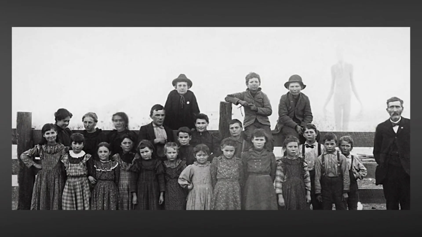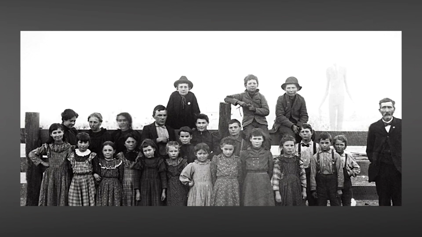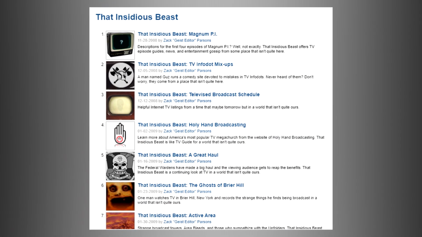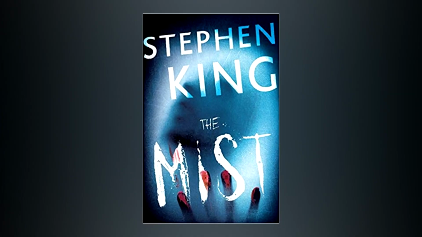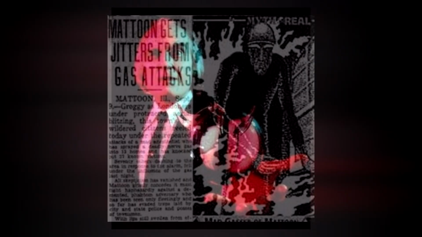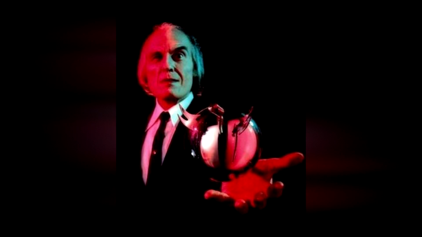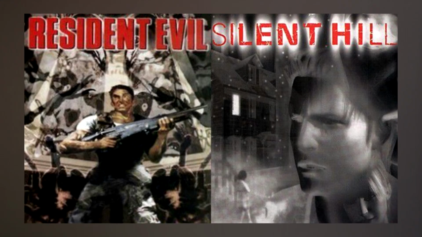Before long, more users began uploading their own pictures featuring the Slender Man, with Victor Surge himself adding more to the lore. Knudsen took inspiration from many earlier horror works in his creation of Slender Man, with those primarily being Zach Parsons' That Insidious Beast, Stephen King's The Mist, reports of Shadow People, Mothman, and the Mad Gasser of Mattoon. Other inspirations for the character were the Tall Man from the 1979 film Phantasm, H.P. Lovecraft, the work of William S. Burroughs, and some video games including Silent Hill and Resident Evil.